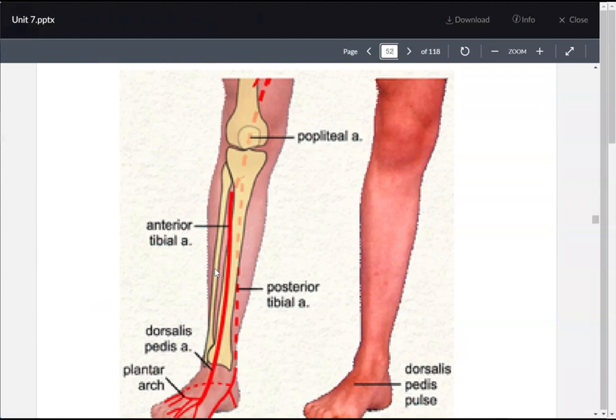Here we're going into that lower leg. We have the popliteal artery, anterior tibial, posterior tibial. This is the artery that when we're talking about deep vein thromboses, so clots deep in the vein forming, this is the vein version of this. This is the posterior tibial artery, but the vein version of this is the one that we are extraordinarily concerned about those clots forming in. Here's the dorsalis pedis, the plantar arch.